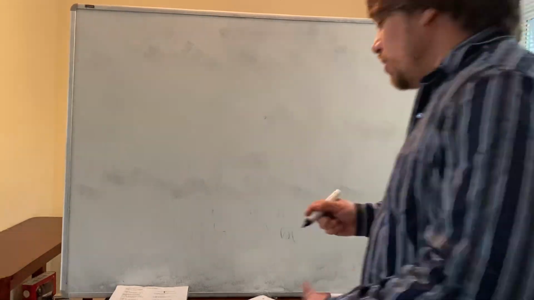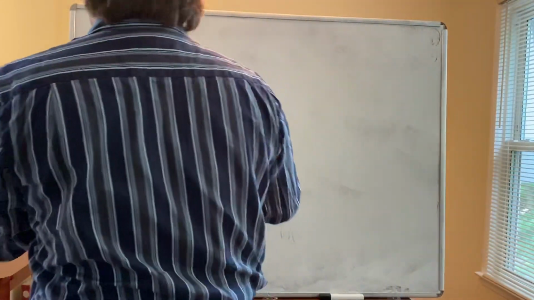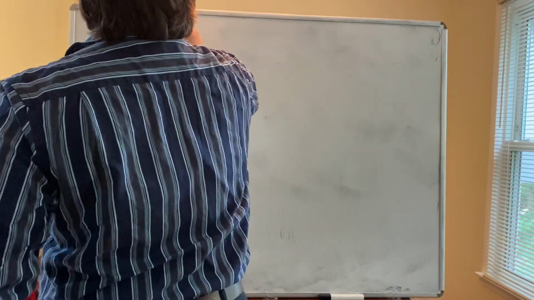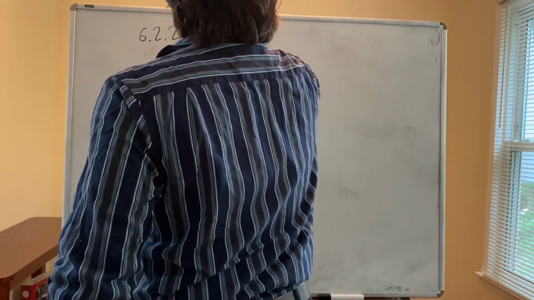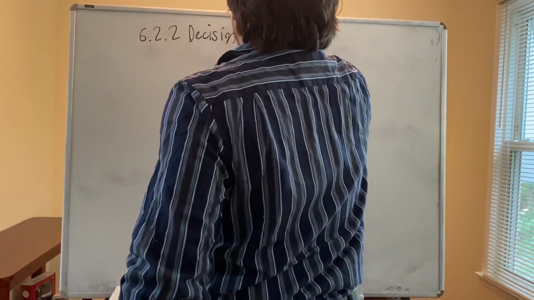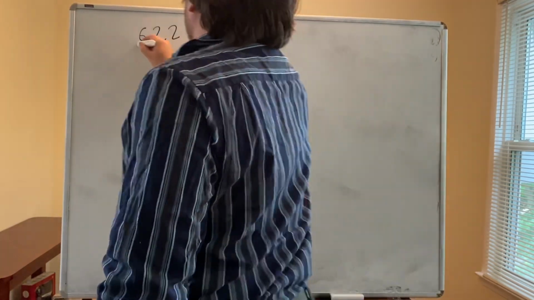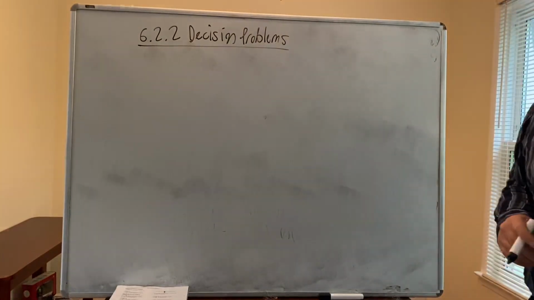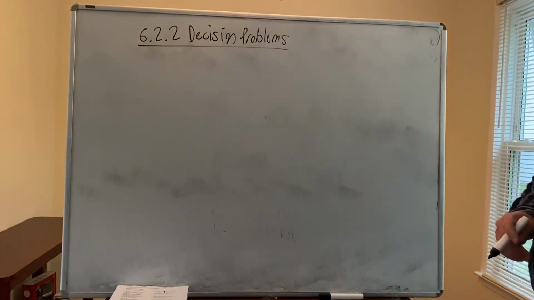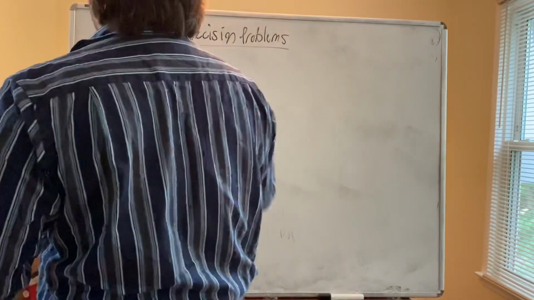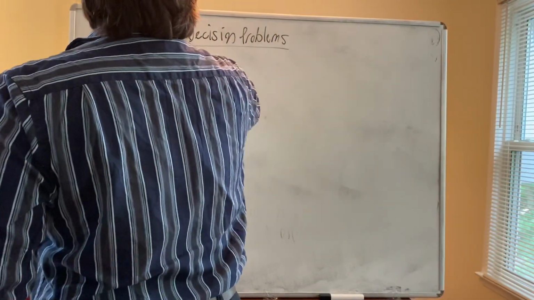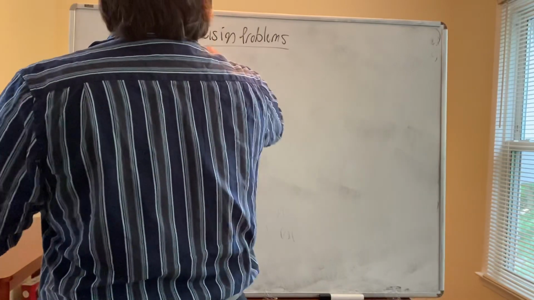Okay, so the next section is 6.2.2, and that's on decision problems. So 6.2.2 is on decision problems. So this is example 6.9.